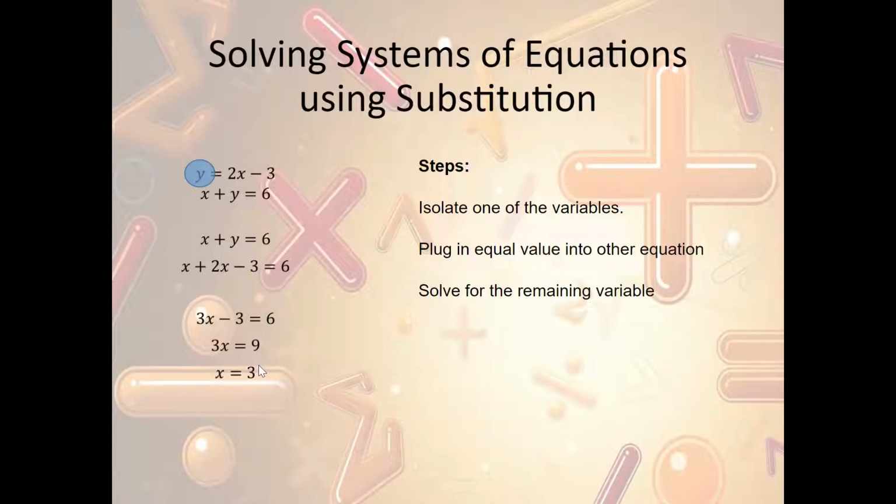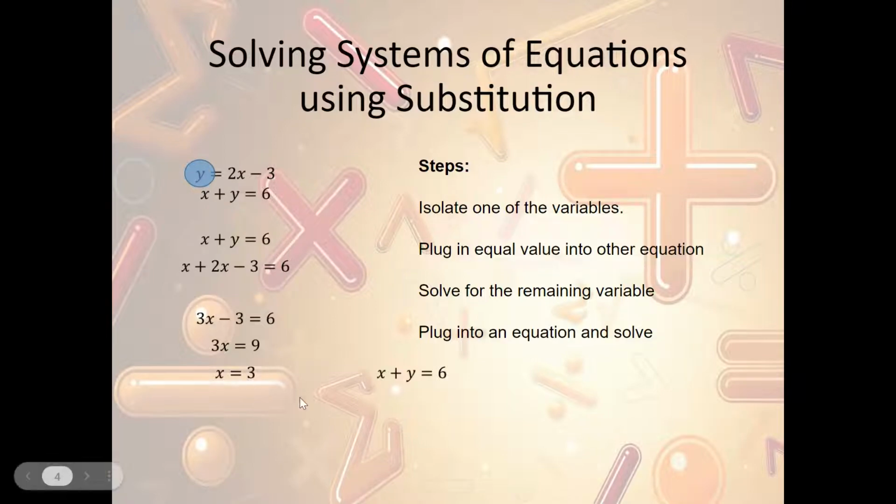Now I need to find the y coordinate. So I'm going to plug it into one of the equations. It doesn't matter which one. I'll use this one, x plus y equals 6. But x is really 3, so I'm going to plug in 3 for x and then solve for y. I'm going to subtract 3 from both sides, and I get y is equal to 6 minus 3, which is 3. So when x is 3, y is 3, and that's the solution for both of the equations.